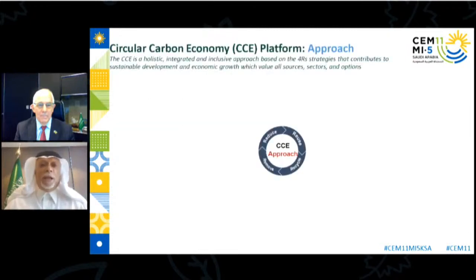The circular carbon economy platform consists of three things: approach, opportunities, and acceleration. So in that context, the CCE is, in general terms, a holistic, integrated, and inclusive approach based on, of course, its four strategies that will contribute to sustainable development and economic growth, which values all sources, all sectors, and all options. So you look at the center here, and it tells you what the 4 R's are that can advance the approach.